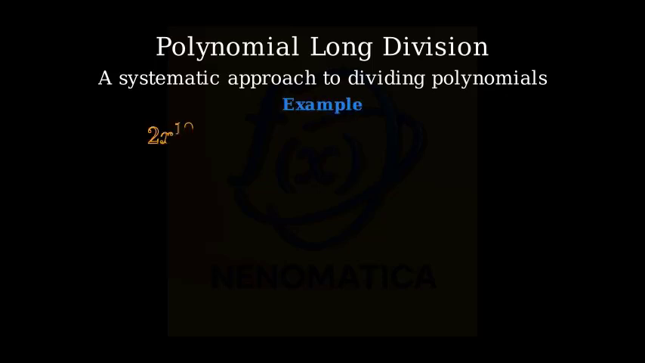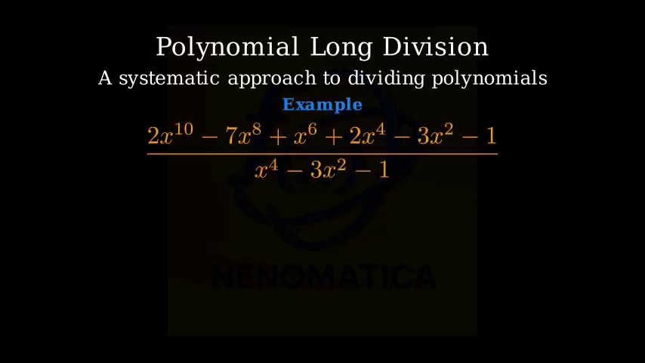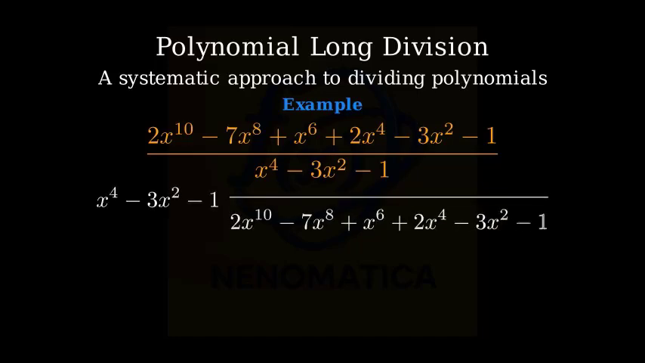We need to divide 2x to the 10th power minus 7x to the 8th power plus x to the 6th power plus 2x to the 4th power minus 3x squared minus 1 by x to the 4th power minus 3x squared minus 1. Before we start the division process, let's set up the problem in long division format, similar to how we'd set up arithmetic long division. We'll write the divisor on the left and the dividend underneath the division symbol.